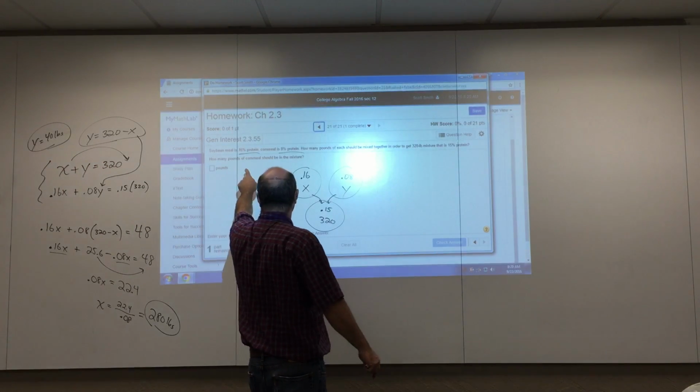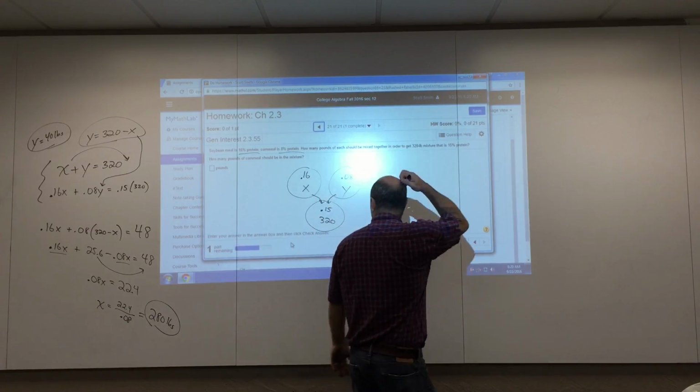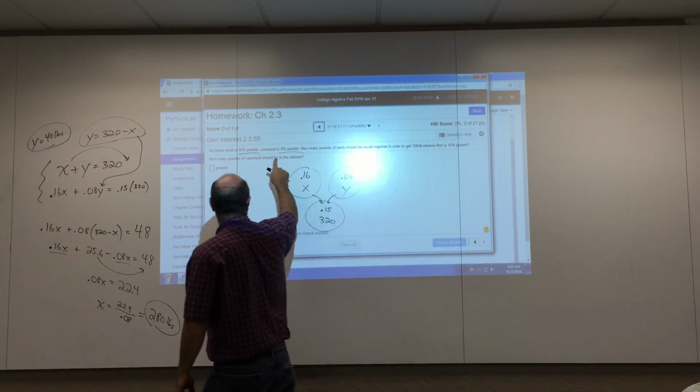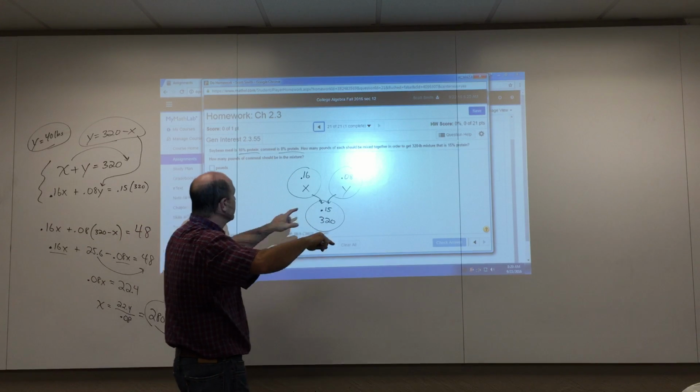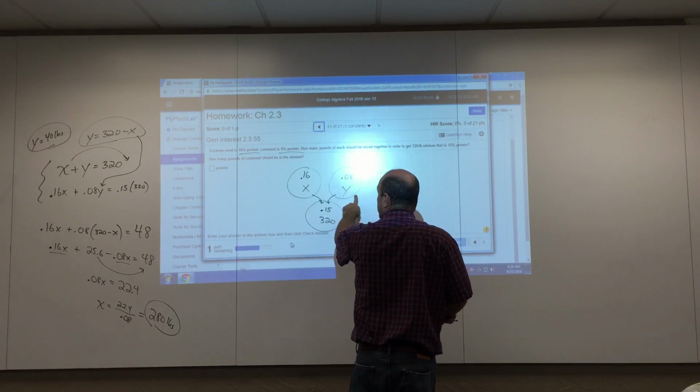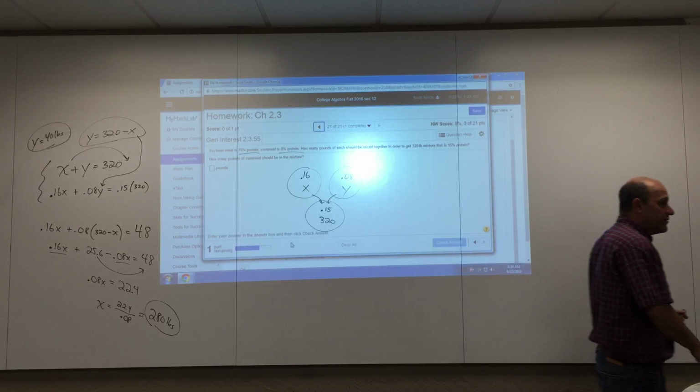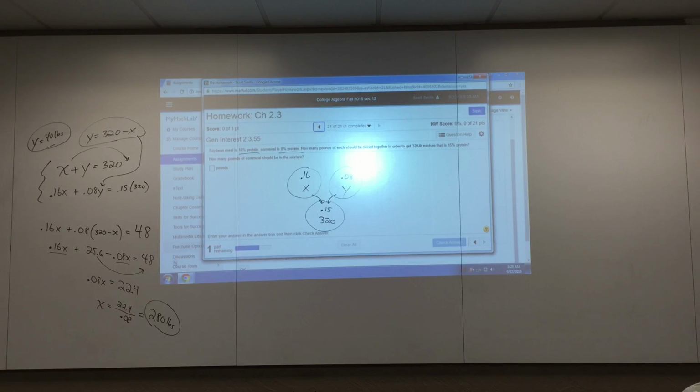What's the question about? Oh, the question actually wants the pounds of cornmeal. Which one was the cornmeal? The cornmeal was the weak stuff, right? This was the cornmeal. So 40 would be the answer, I guess. Cool. And the other one is the 280. Good.